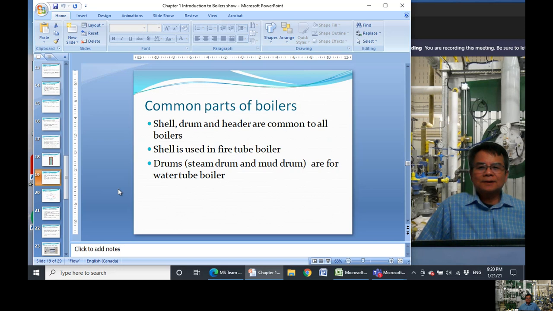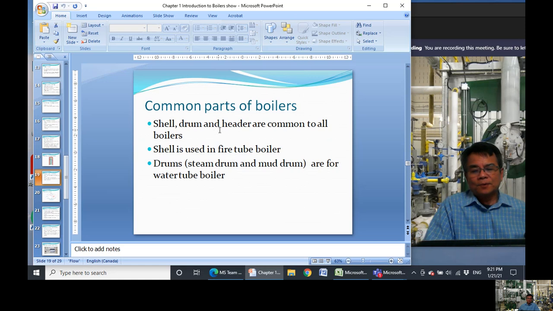Now let's take a look at the common parts of the boiler. When you construct the boiler, there are lots of things that are pretty much the same. Okay, now the shell, drum and header are common to all boilers. There's a little bit of difference between the shell and drum header for the fire tube boiler and the water tube boiler.